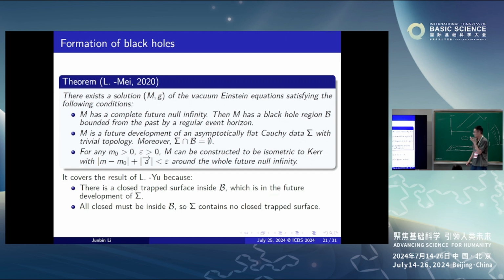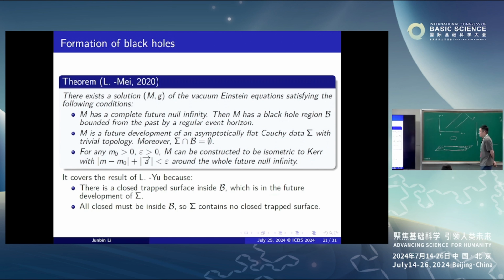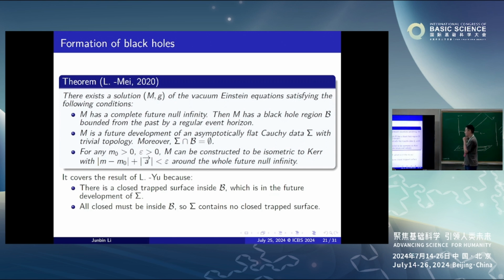More importantly, this Cauchy data does not intersect the black hole region. No points on the Cauchy data lie inside the black hole. And one more thing is that it has topology R3. The last statement is the same as the statement before, that it is isometric to Kerr spacetime near the whole future null infinity, and the mass parameter of Kerr is sufficiently close to a given parameter m0, and the angular momentum parameter is sufficiently small.